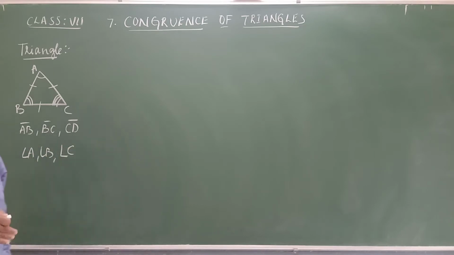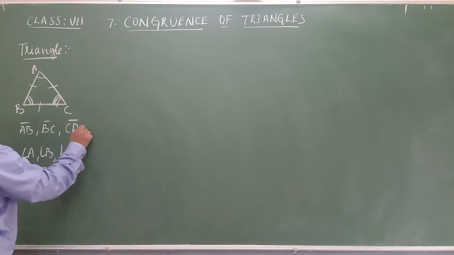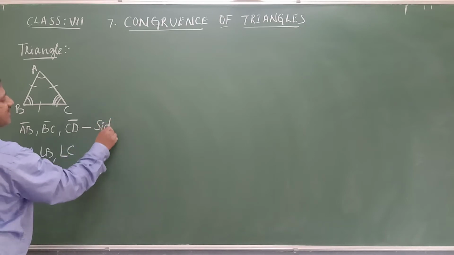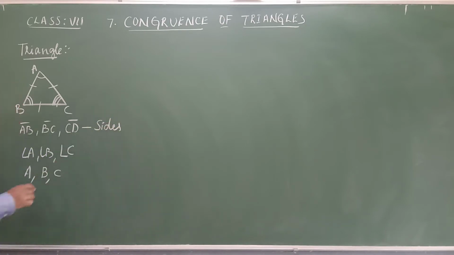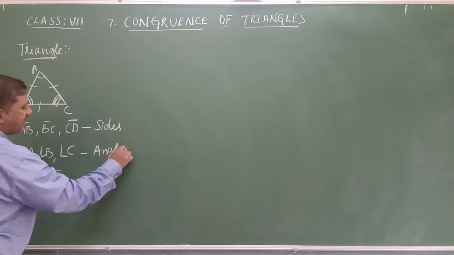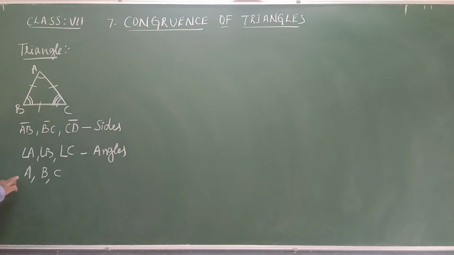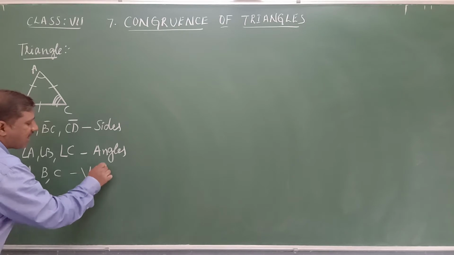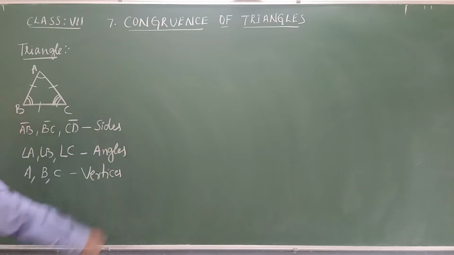Then along with angles and sides we have the third part, vertices. We have three vertices: vertex A, vertex B and vertex C. So these are the three sides of triangle ABC, and angle A, angle B, angle C are the three angles of triangle ABC. Vertex A, vertex B, vertex C are the vertices of triangle ABC.